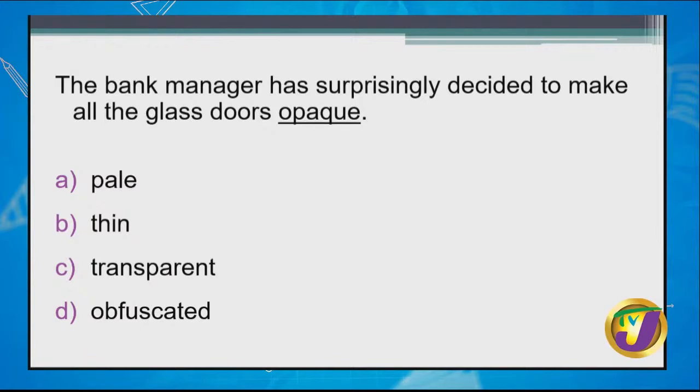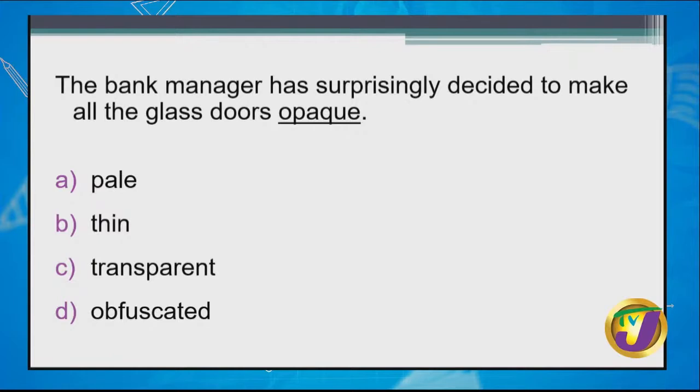The bank manager has surprisingly decided to make all the glass doors opaque. Opaque. What does it mean to be opaque? Think about it. I think these are the words we normally learn in grades 3 and 4 when we're doing opposites. So if they're not opaque, which means one thing, when it's opaque, you can't see through it.